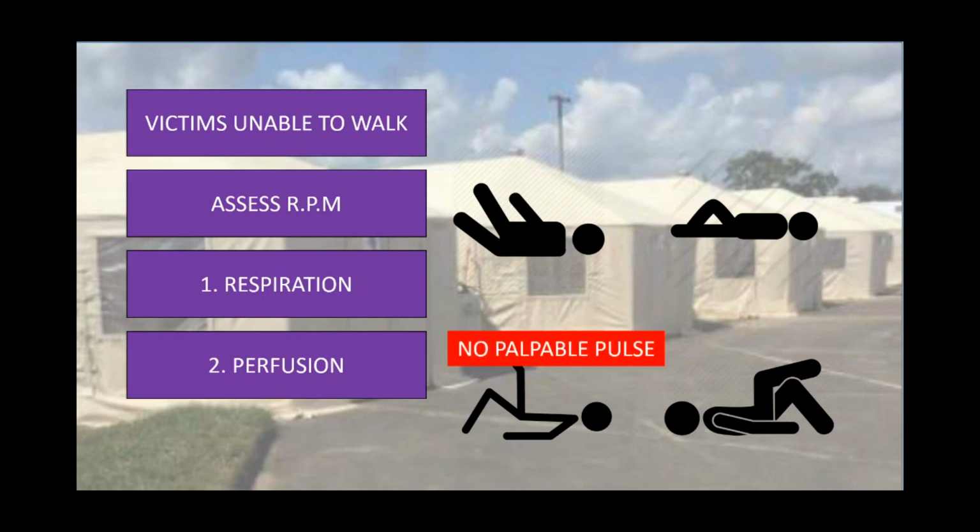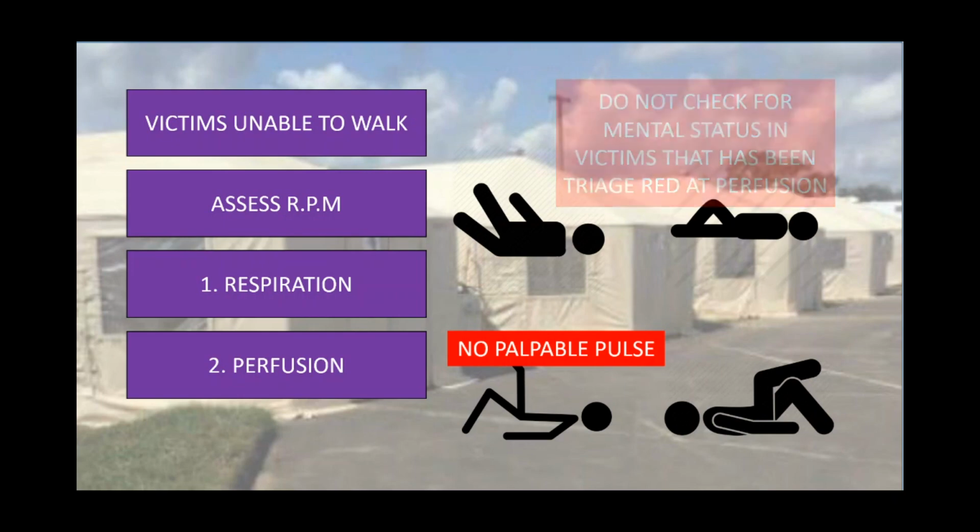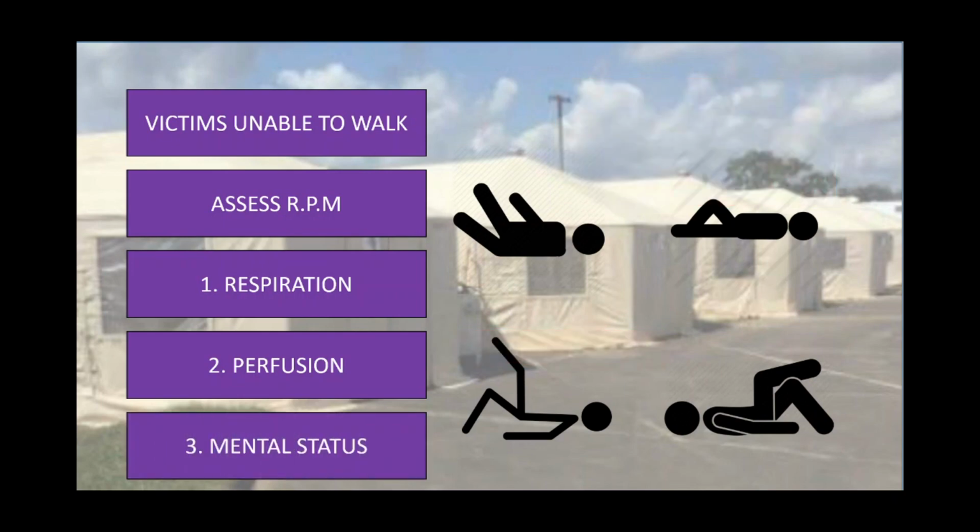If the radial pulse is not palpable, triage the victims as red. Again, do not check for the next component, mental status, in victims that have been triaged red at perfusion. If there is palpable pulse, please assess the third component, which is mental status. If the victims are unable to obey simple command, triage the victims as red.